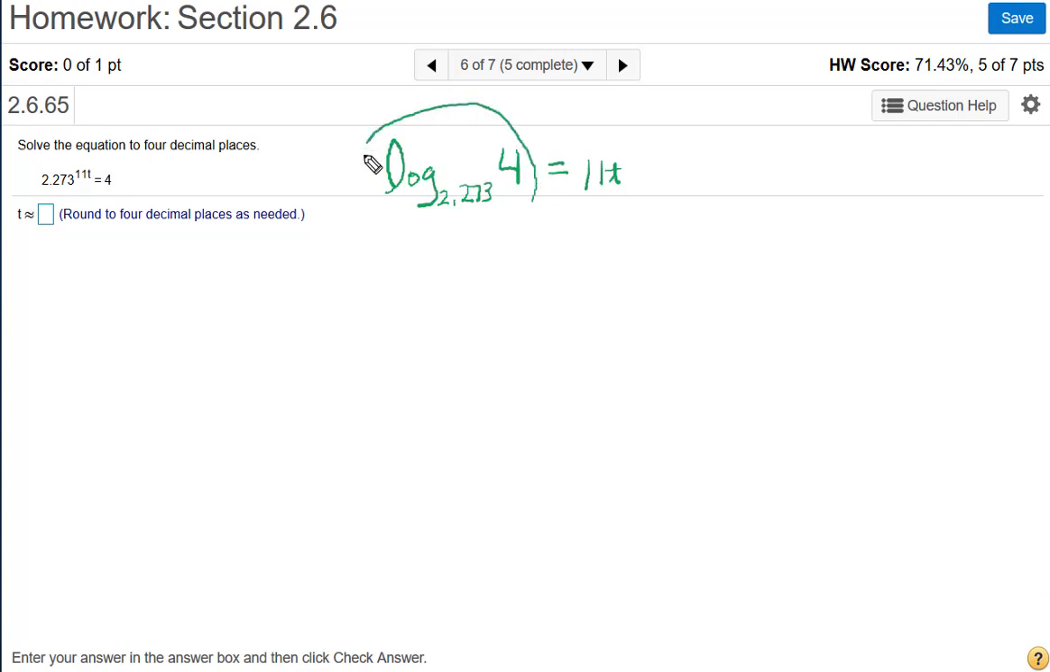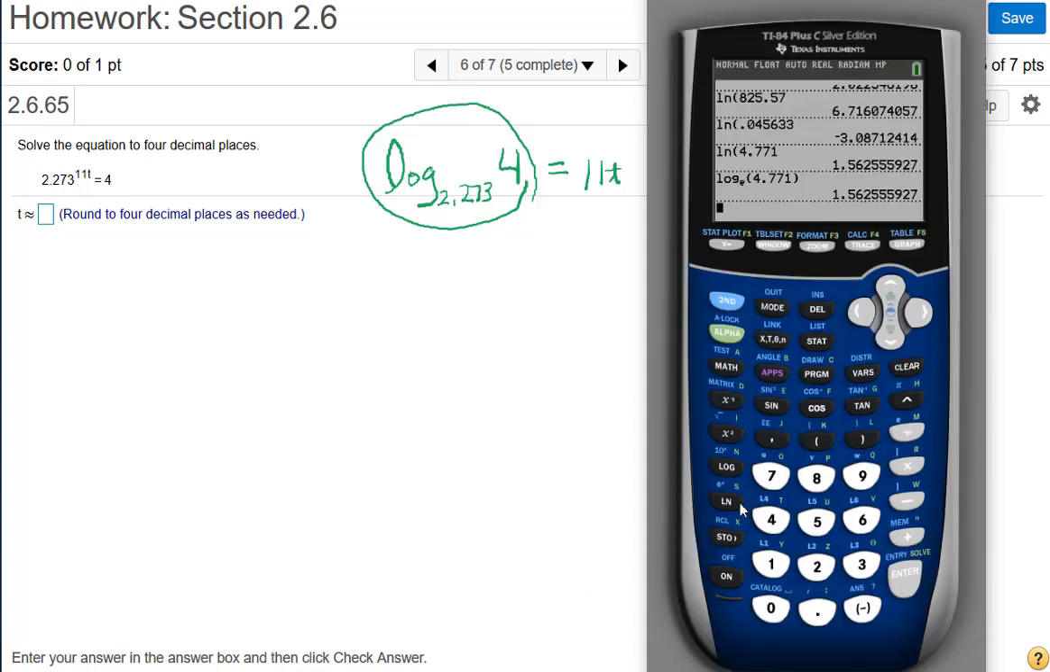To compute this, we will again take out our calculator and enter that into our calculator using the green key, the window key, and number 5. The base is 2.273 and 4 is the other number.